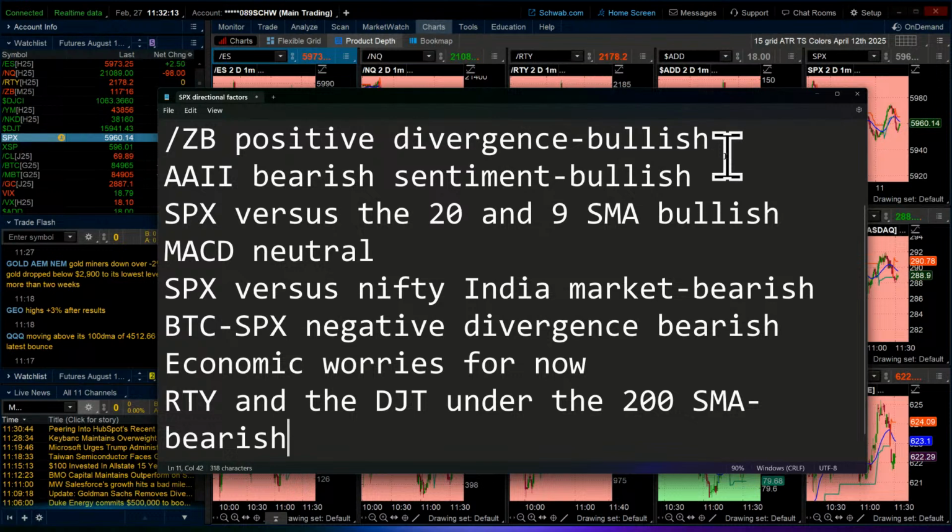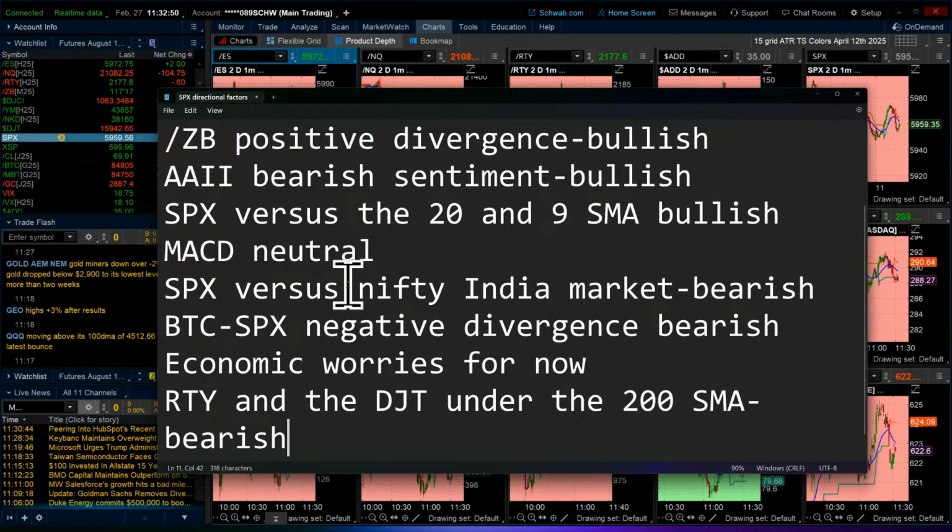That's bullish. You've got the sentiment is ridiculously negative. That's bullish. You have the SPX got too far versus the 20 and the 9 SMA. That's bullish. The MACD's neutral. The MACD is a non-event in here, just so you know. S&P versus the India market is bearish. It's a big old divergence. The Bitcoin SPX negative divergence is bearish. And like Jack just showed, Bitcoin sold off, which unfortunately I didn't pound it in that trading view competition, but it worked. So pretty interesting.